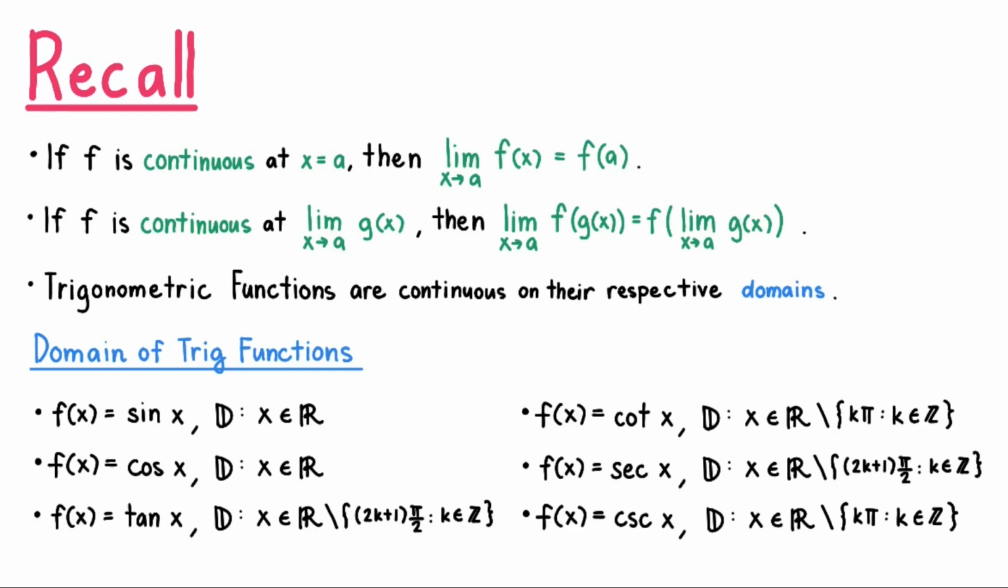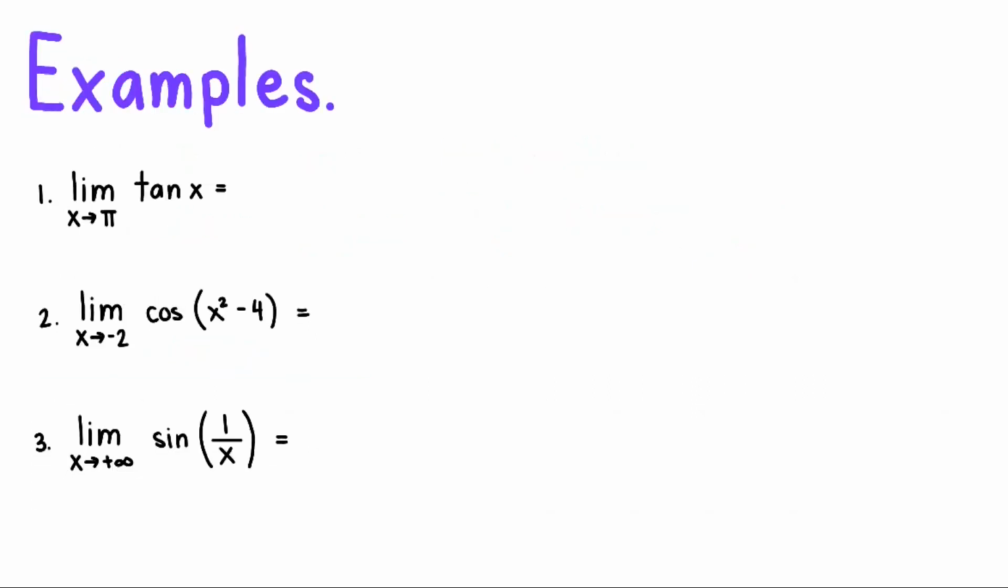Without further ado, let's have these examples. First, we have the limit as x approaches pi of tangent of x. Second, we have the limit as x approaches negative 2 of cosine of x squared minus 4. And third, we have the limit as x approaches positive infinity of sine of 1 over x. Before we solve each of these examples, feel free to pause the video so that you may try this first on your own.